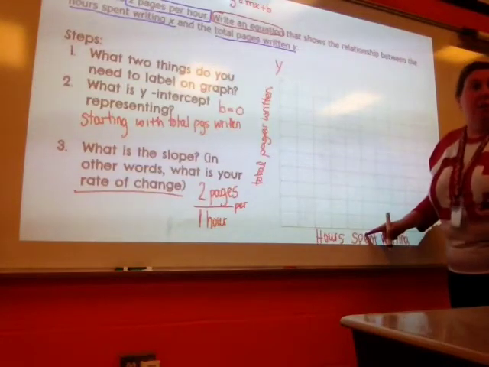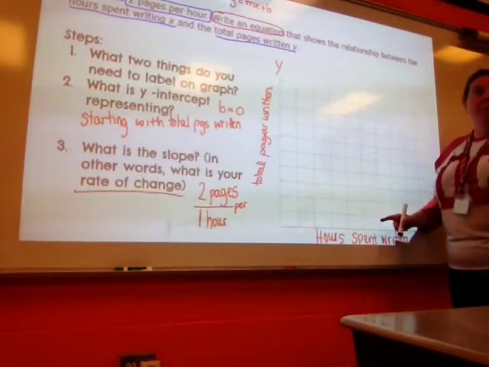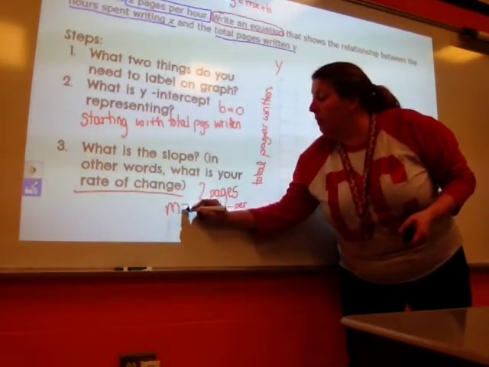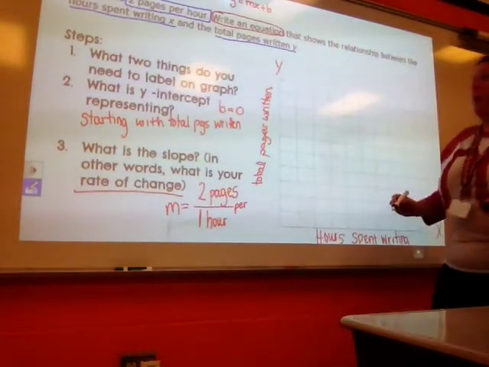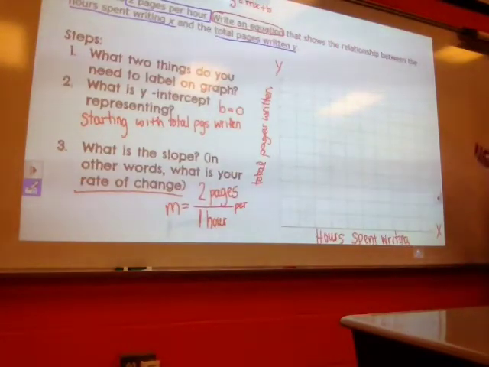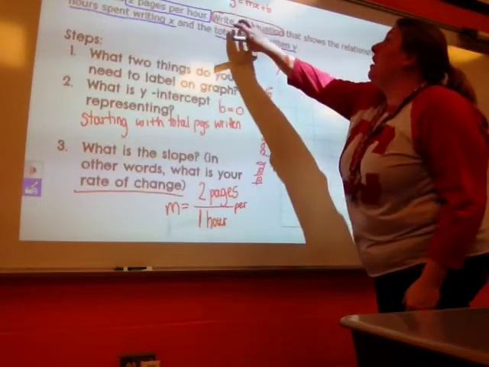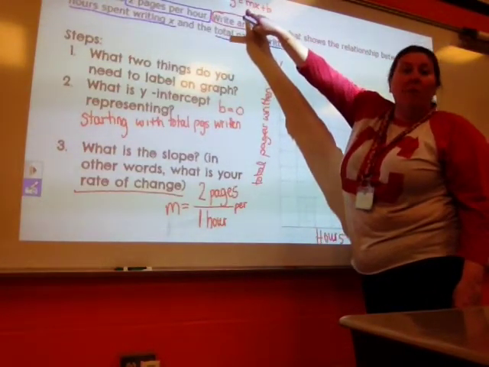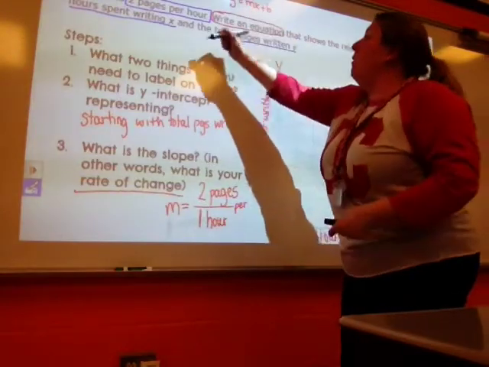Increase or decrease? Increase. Okay? So this means my slope is going to be 2 pages for every 1 hour. So then, is that all I have to do? I've got to actually write an equation. We've established that's y equals mx plus b. Hallie, what do you want to write?